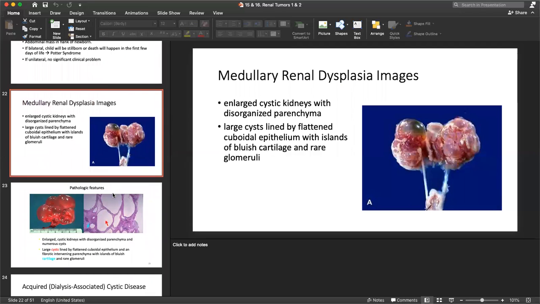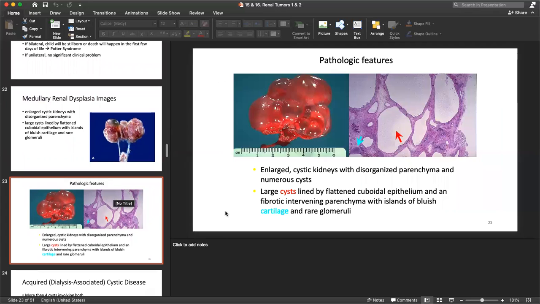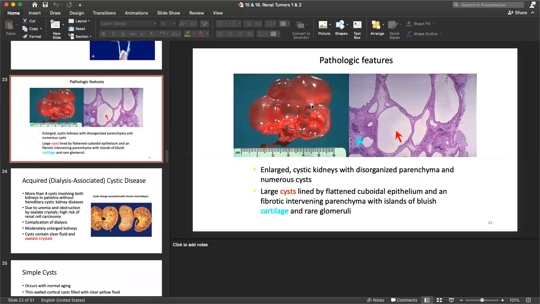And ADPKD. So there's the cartilage. You can see that glassy appearance that cartilage has. Really big cysts with flattened cuboidal epithelium. So that bluish tinge, remember, cartilage, multicystic renal dysplasia. Big cysts.